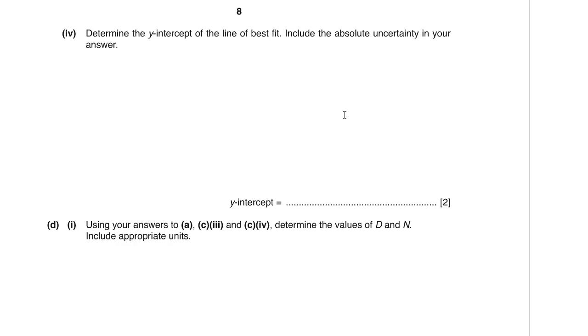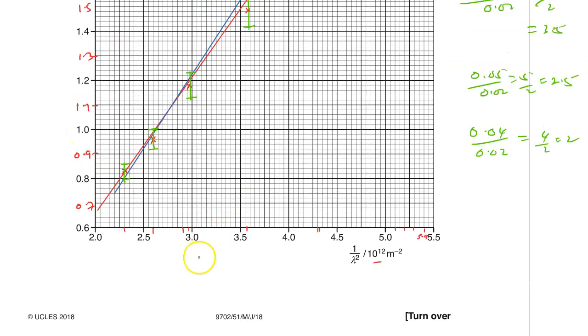In part 4, determine the y-intercept of the line of best fit. Include absolute uncertainty in your answer. Of course, you can see the y-intercept. This line is not touching here, so you should be able to get where this line touches the y-intercept. When you push this one this way, this line will go this way, so this line will not touch where you are seeing. It will touch much higher. So let's find the y-intercept.